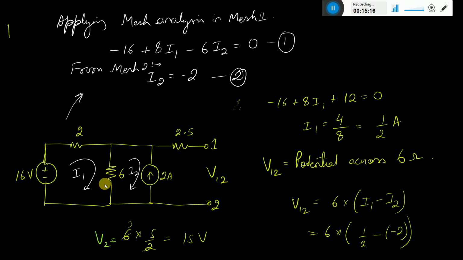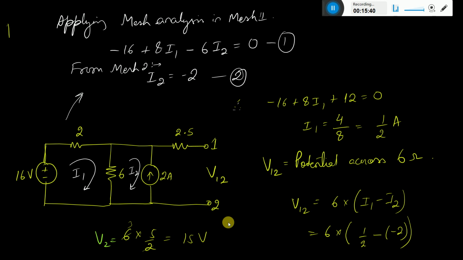I1 is a current through this. So let us calculate the potential across 6 ohm, because if I take the potential across 6 ohm, I will get the value of V12. So what is the potential? 6 into I1 is going down, so I1 minus I2 is going up. So it is like 6 into (1/2 minus of minus 2), and it will come out 15 volts.